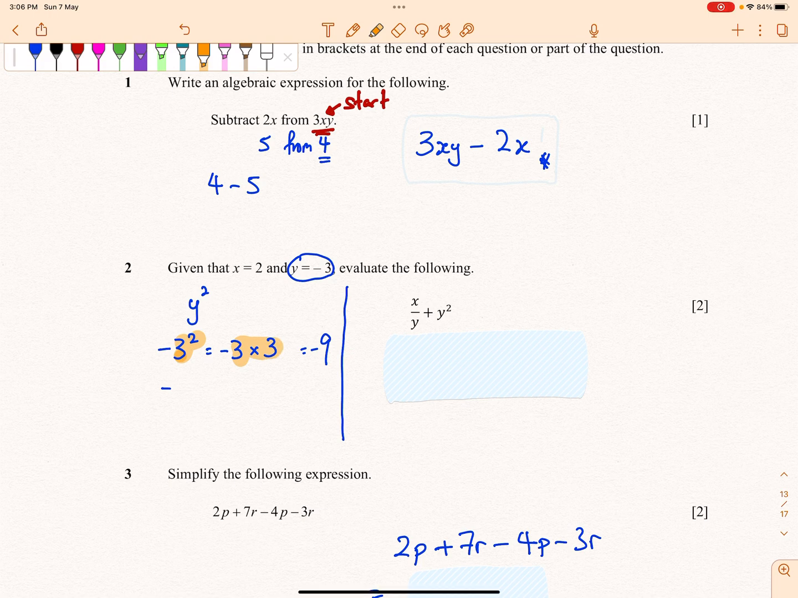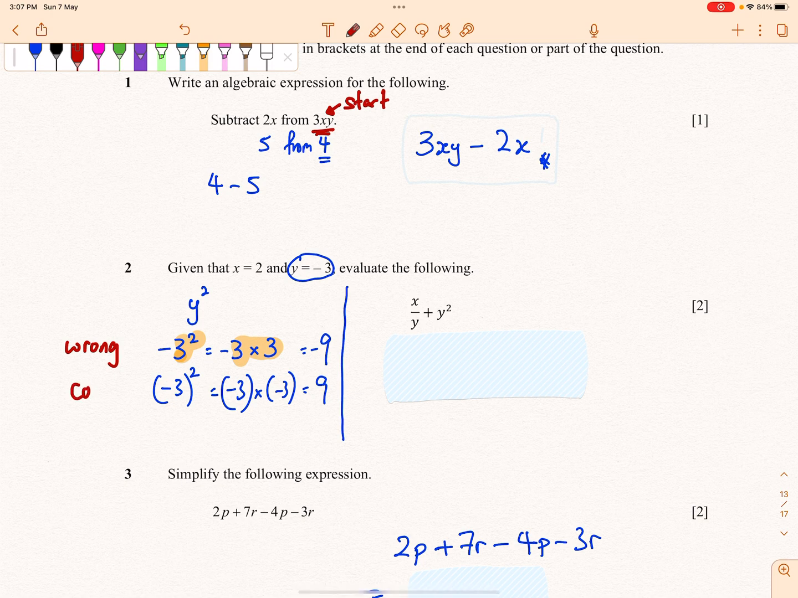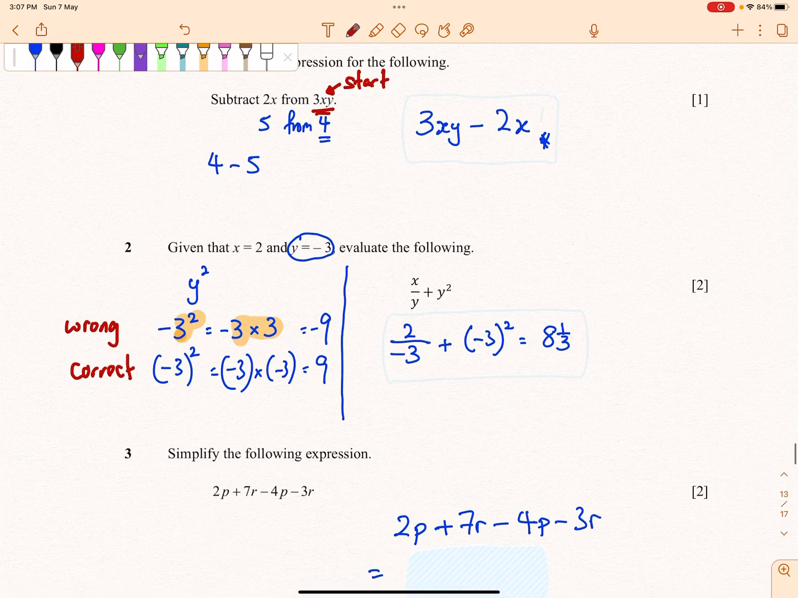What you want is actually minus 3 times minus 3. So how do you key that in your calculator? You must press a bracket. Put in the bracket, then you will get the correct thing. I just want to indicate that this is wrong and this is correct. Let us look at how the answer looks. If you were to sub it in, remember y is negative 3 and this one is with the bracket. Press the calculator, you should get this.